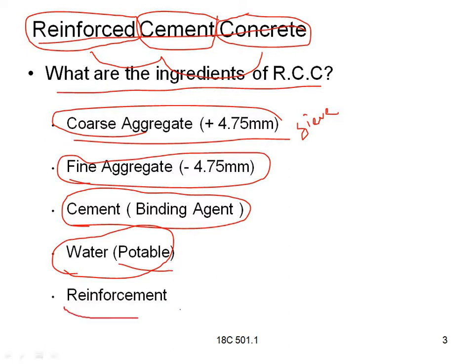And reinforcement is steel, prepared from steel. We have two types of steels: one is the Fe415 grade steel, and another one is Fe250, which is called mild steel.